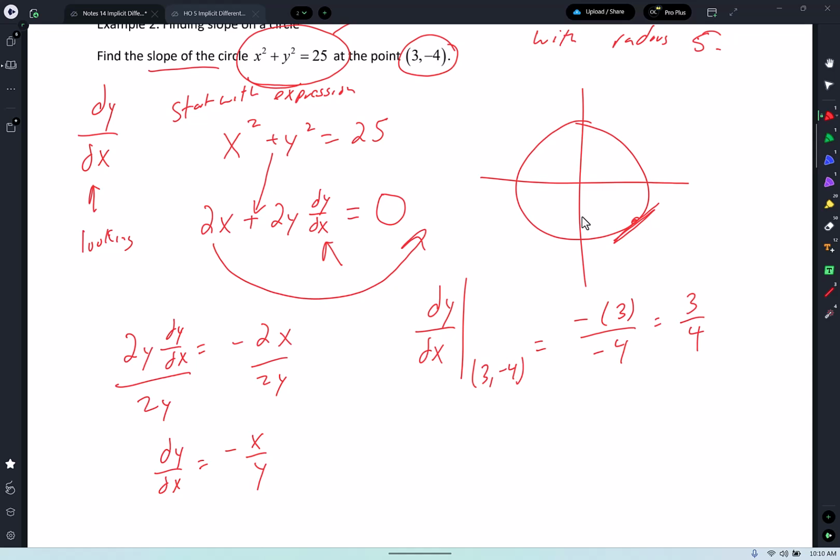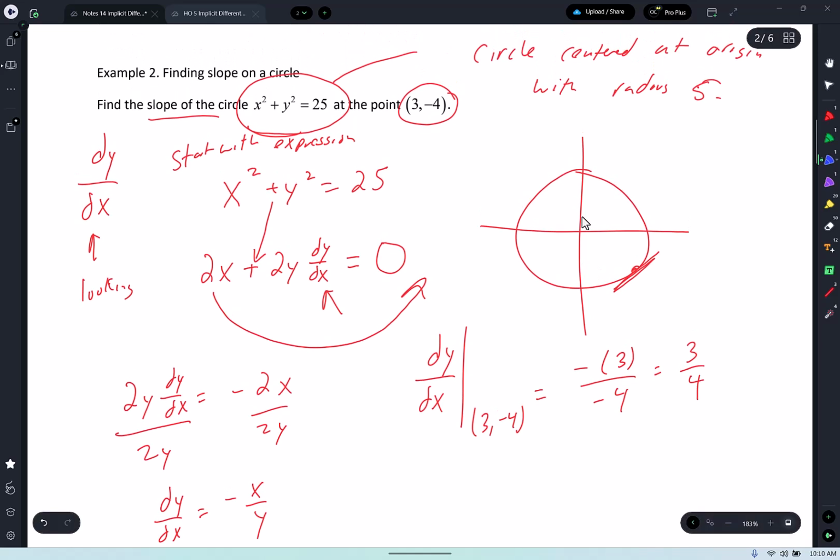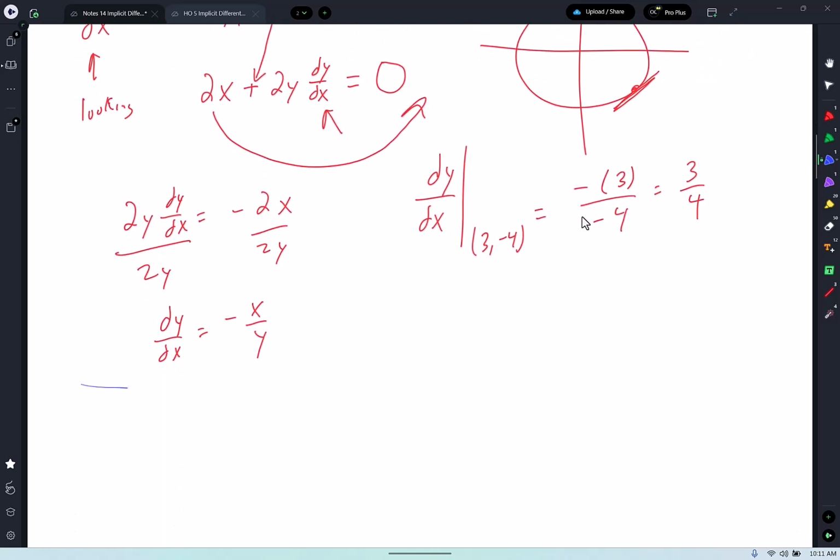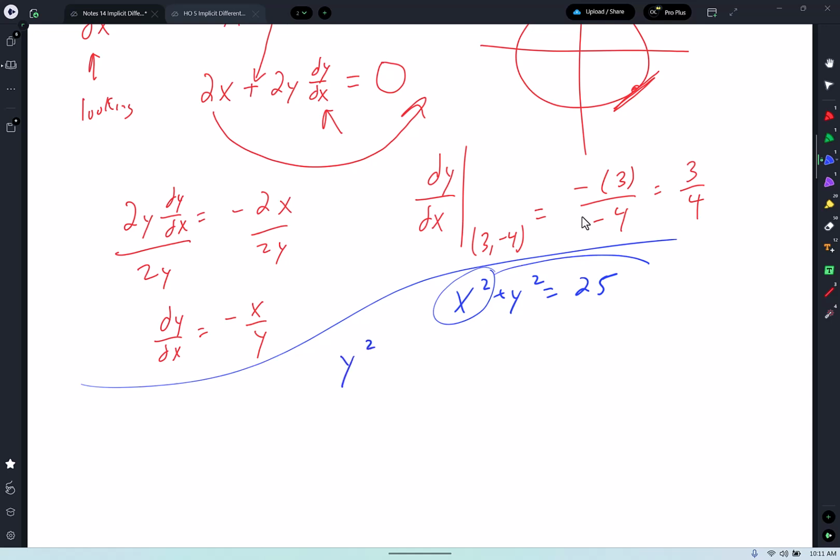Okay, don't worry. I'm going to solve this the way that you guys have always been solving this. So if we did it explicitly, it would look like this. x squared plus y squared equals 25. I haven't done any calculus yet. I move the x squared to the right. y squared equals 25 minus x squared, and I take a square root. y equals plus or minus the square root of 25 minus x squared.